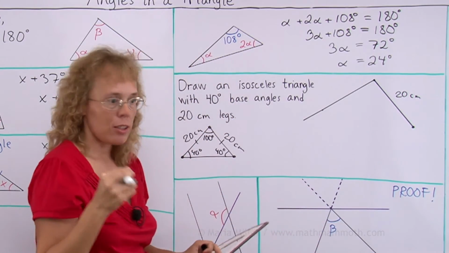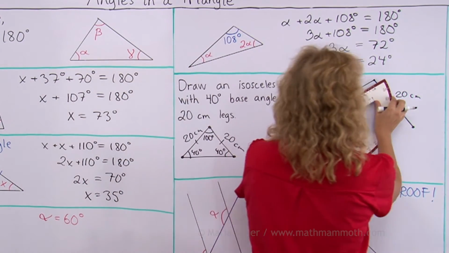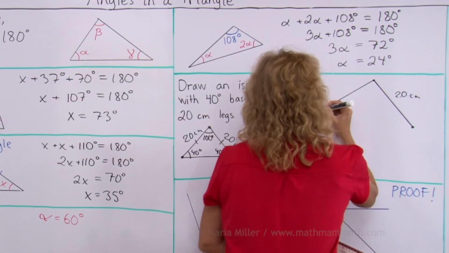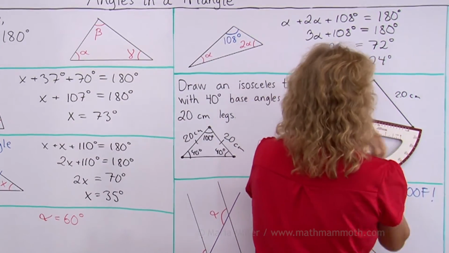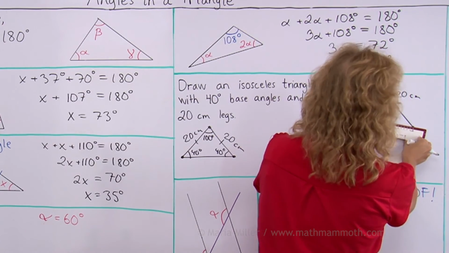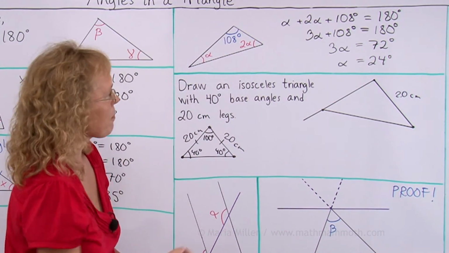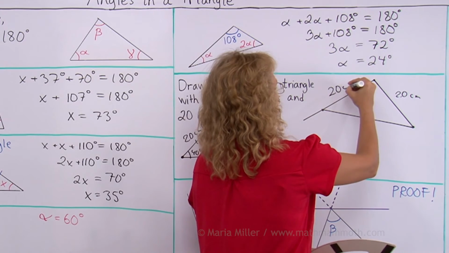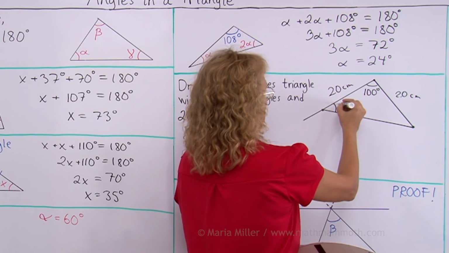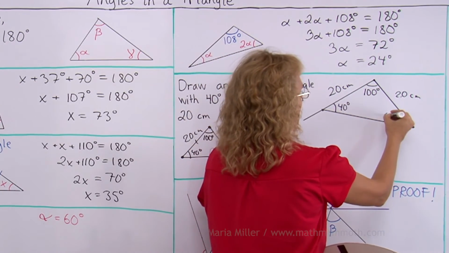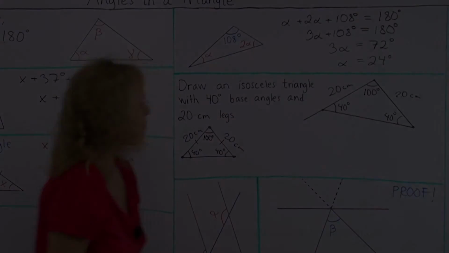And then I measure the other 20 centimeter side. Okay, over there, now draw in the third side. There, the third side is a little over 30 centimeters. And so these should be now 40 degrees automatically.